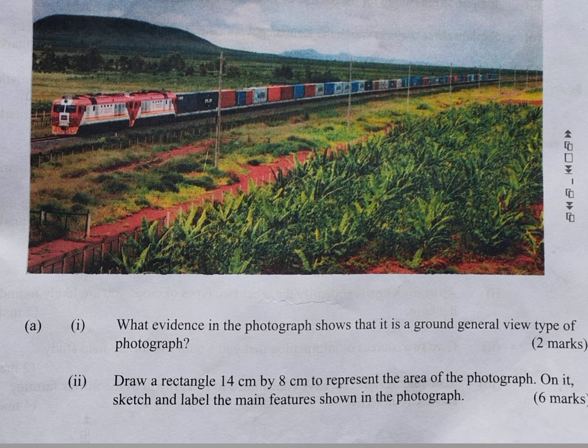Question 6, Roman 2. Draw a rectangle 14 centimeters by 8 centimeters to represent the area of the photograph. On it, sketch and label the main features shown on the photograph. So this question has 2 parts. The first instruction is to draw a rectangle 14 centimeters by 8 centimeters. And already by doing that, you will have earned yourself 1 mark. So there's no reason why you should score 0 in geography.